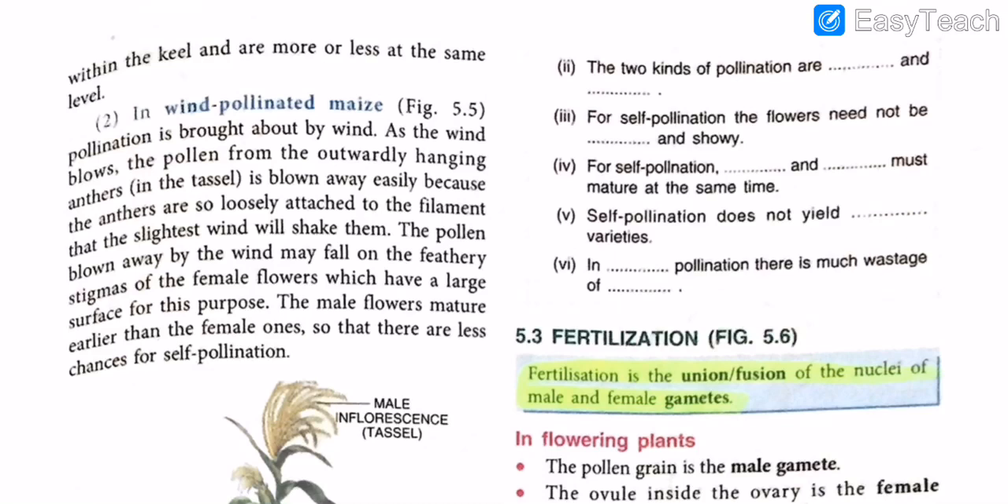Fine. So pollination is brought by wind. As the wind blows, the pollen from the outwardly hanging anthers in the tassel is blown away easily because the anthers are so loosely attached to the filament that the slightest wind will shake them, and the pollen blown away by the wind may fall on the feathery stigmas of the female flowers, which have a large surface for this purpose, and the male flowers mature earlier than the female ones, and so there are fewer chances for self-pollination.